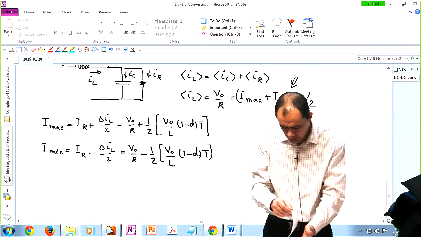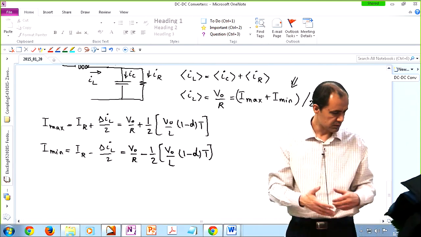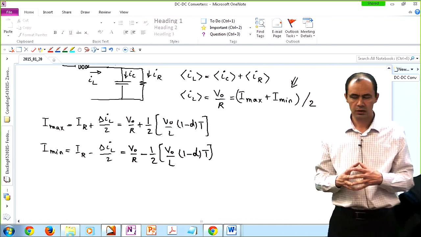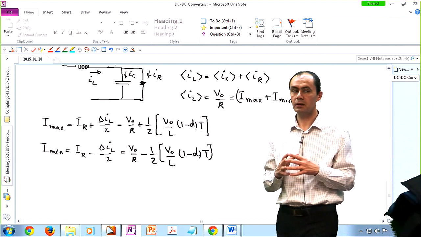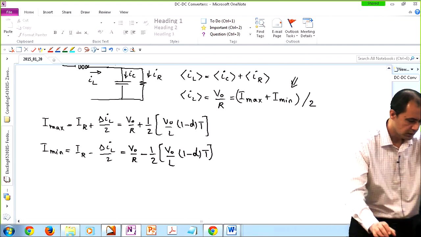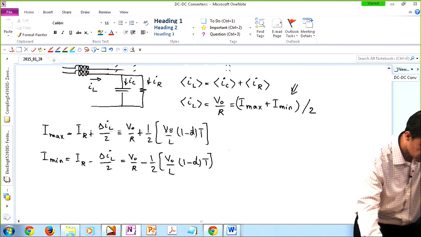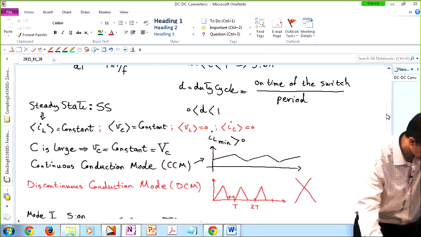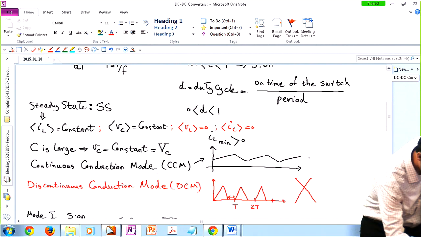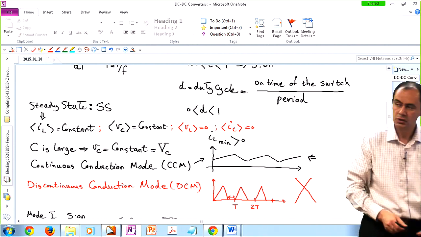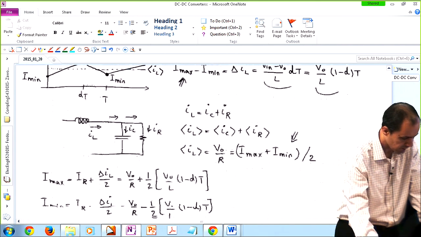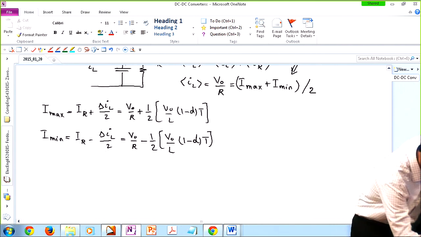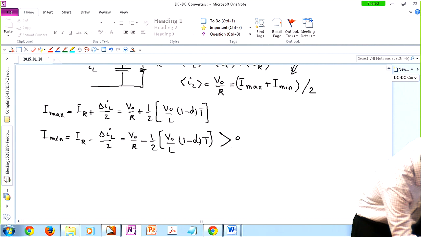So now, having an expression for I min, we have to make sure that I min is positive, because remember, one of the assumptions was that we are operating under continuous conduction mode. So we made this assumption over here that we are operating under continuous conduction mode, or the minimum value of the inductor current is positive. Now that we have an expression for that minimum value, this should be positive. So this guarantees continuous conduction mode.